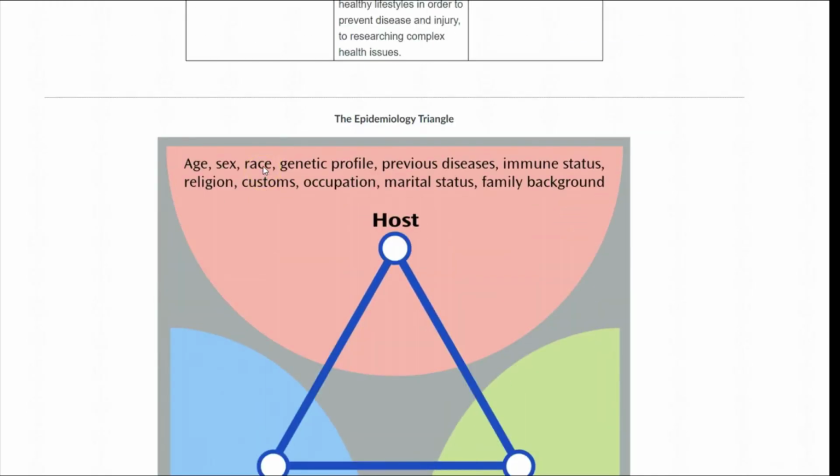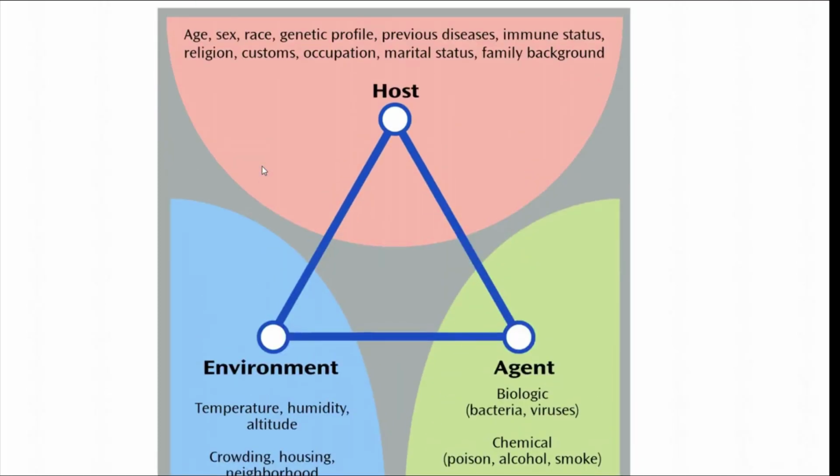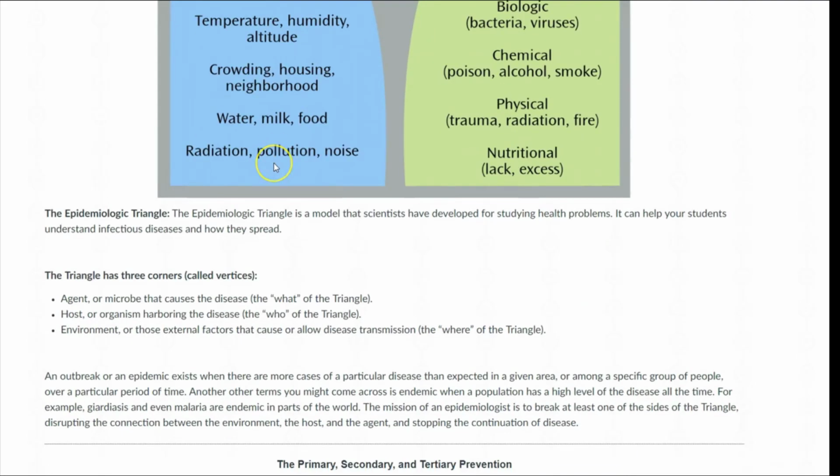Below that, we have the epidemiology triangle, and this is composed of 3 components. You have the host, environment, and agent. So what does this triangle tell us? First of all, it's used to help scientists study health problems and understand infectious diseases and how they're spread.